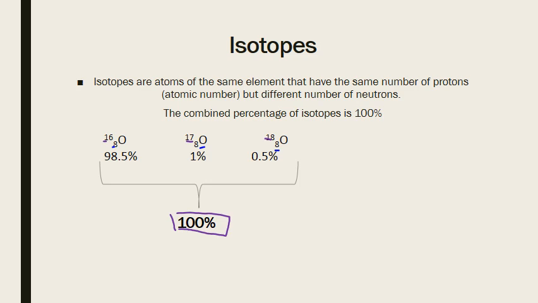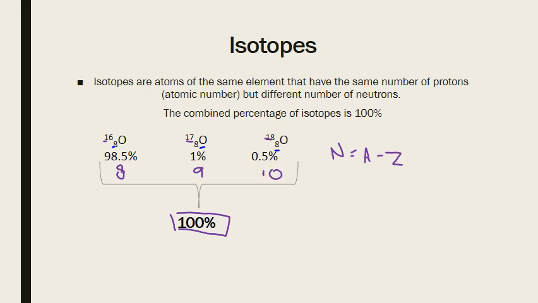So if one of these is missing, we can always calculate the relative percentage abundance. We can also calculate the number of neutrons in each one using the equation n equals A minus Z. So for oxygen 16, A is 16 minus Z is 8, so this has 8 neutrons. 17 minus 8, this has 9 neutrons. And 18 minus 8, this has 10 neutrons.